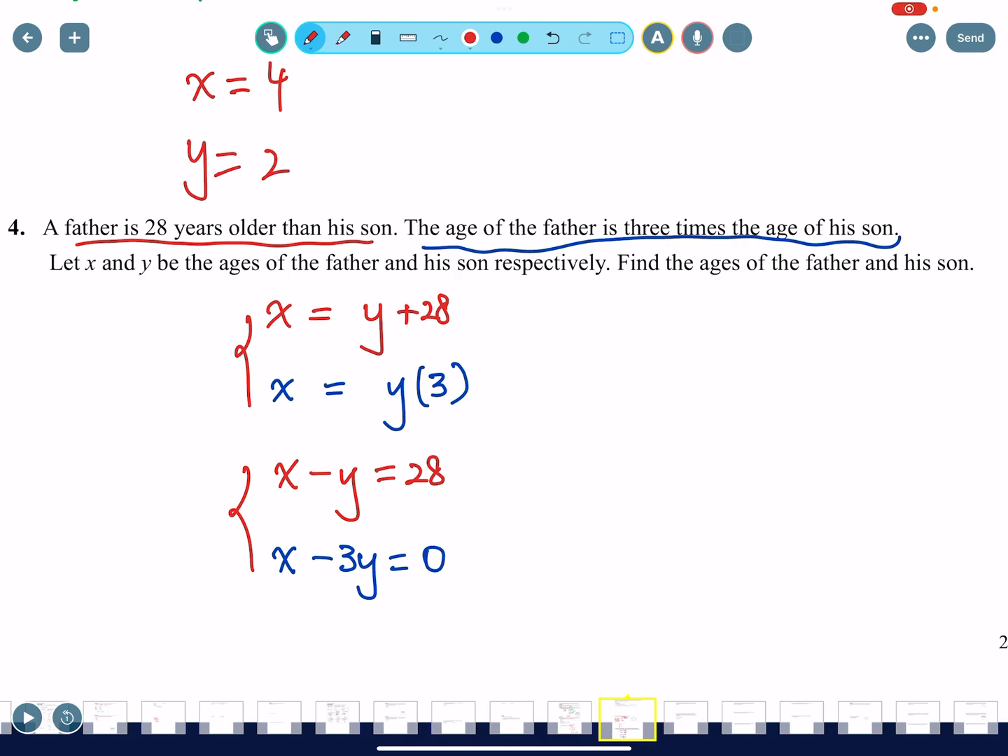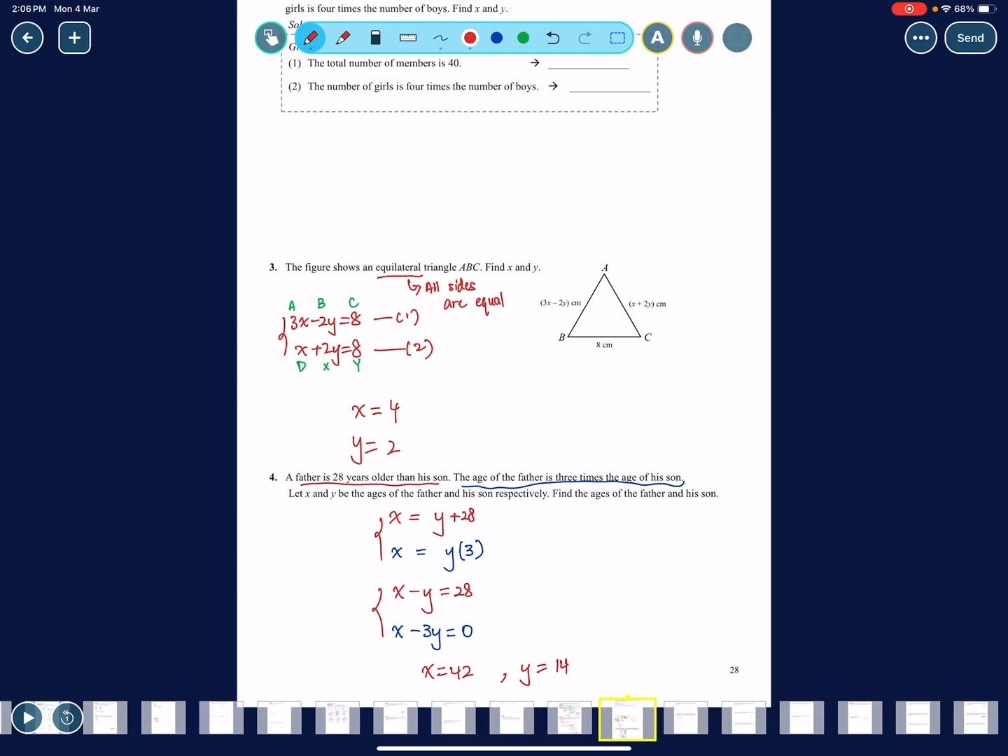A equals 1, B equals -1, C equals 28, D equals 1, and then X equals -3, and finally Y equals 0. The first answer is 42 for X, and then the son's age is 14. Now 14 times 3 should be 42, and everything makes sense.